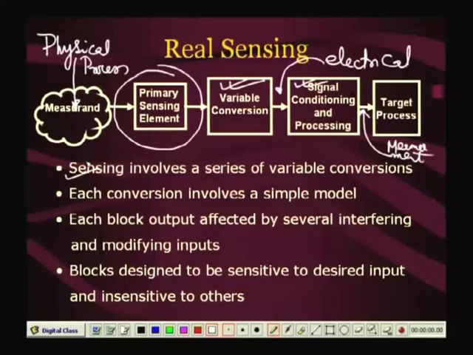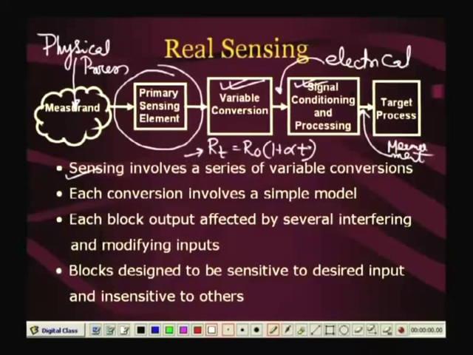So, this is what we generally understand as a sensor. Sensing involves a series of variable conversions, and remember that each conversion involves a model. For example, the change in the resistance of a nickel sensor due to temperature change is given by the standard equation, R_T = R_0(1 + alpha T), where T is the temperature. So, this is a simple model which relates the temperature T to the resistance at T.